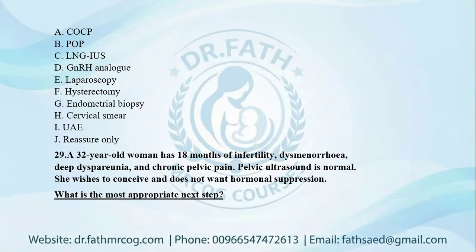Heavy menstrual bleeding in an adolescent. A 32-year-old woman has 18 months of infertility, dysmenorrhea, deep dyspareunia, and chronic pelvic pain. Pelvic ultrasound is normal. She wishes to conceive and doesn't want hormonal suppression. What is the most appropriate next step?